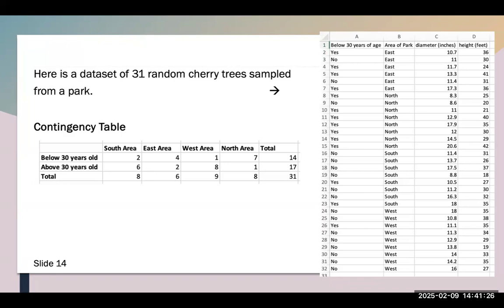Now let's look at this categorical data with the below 30 years of age and the area of the park. Here I've made a contingency table where I've counted how many trees are from each part of the park and whether they're above or below the age of 30. And you can see that there are a total of 31 trees, just like in the data here.